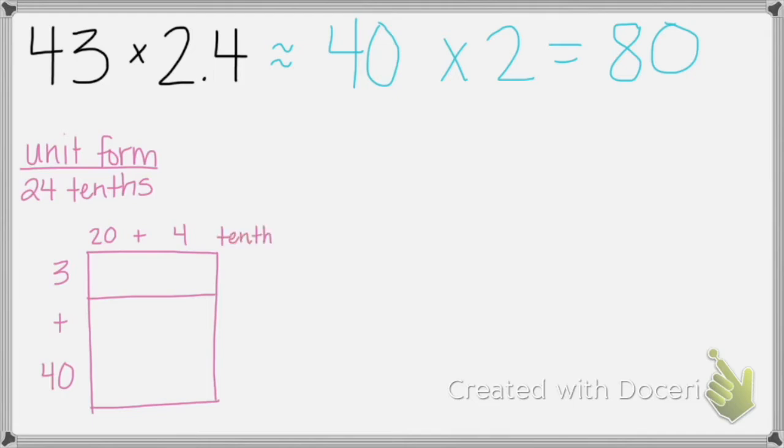It's very important that we label that these are tenths, because when we go to multiply, we want to remember that our product then will be in tenths. So let's go ahead and multiply. Let's start with our area here with 3 times 20. That will give us 60 tenths. Then I like to move across, and 3 times 4 is 12. Let's go on down to our 40 times 20, which will give us 800. And then 40 times 4, which is 160.